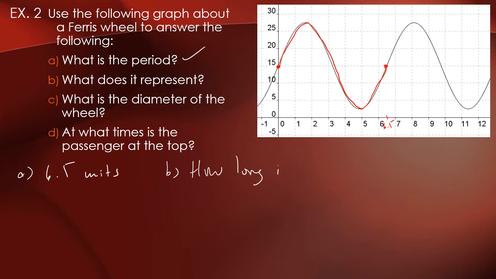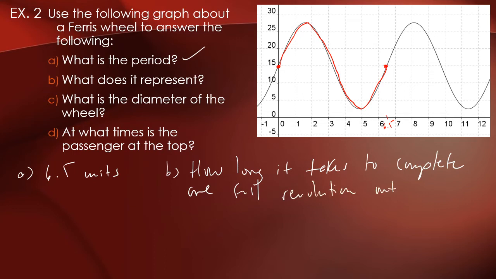So how long it takes to complete one, I won't write complete again, there'll be too many completes. We'll say one full revolution on the Ferris wheel. So how long it takes to complete one full revolution on the Ferris wheel, to go all the way around the circle one time.